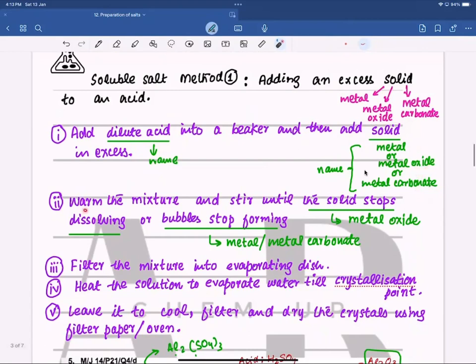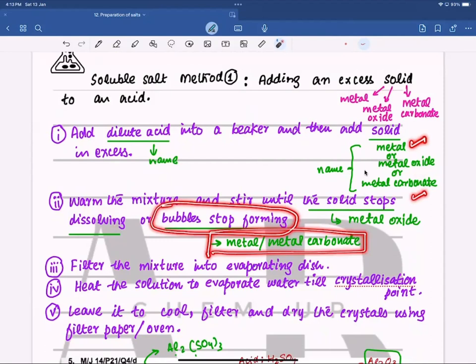Then in the second step, we warm the mixture because they react relatively slowly, and then stir until solid stops dissolving. That is the common observation, that solid stops dissolving because solid is in excess. That solid can be metal oxide or metal carbonate. But there will be a specific observation that bubbles are formed and they stop forming when we are using either metal or metal carbonate. See, I have mentioned over here.